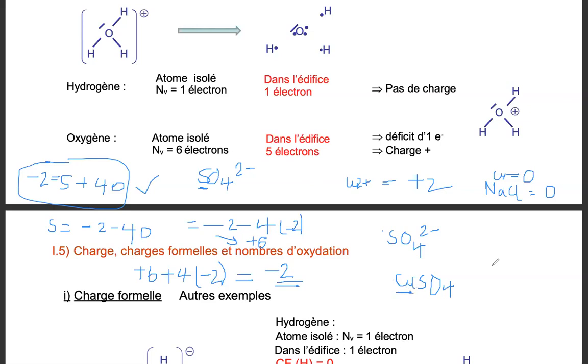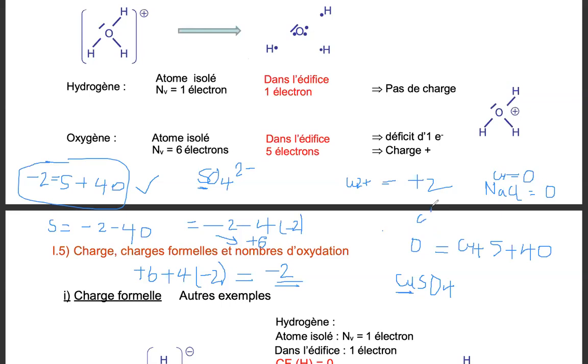Same thing, it's going to be copper plus sulfur plus 4 oxygen. Because it's a compound, the unit charge will be equal to 0 because there is neutrality. The charges have cancelled each other, so it is neutral. It is equal to 0. So we're calculating for copper.